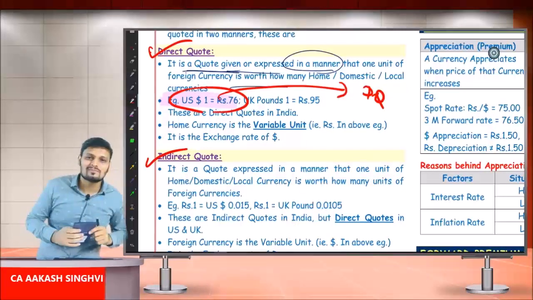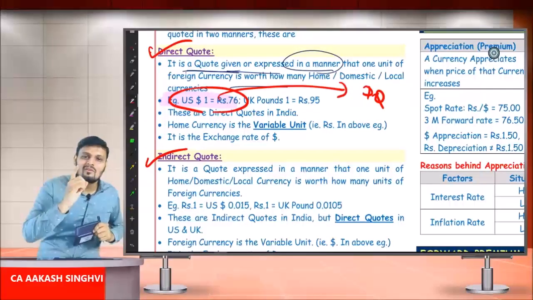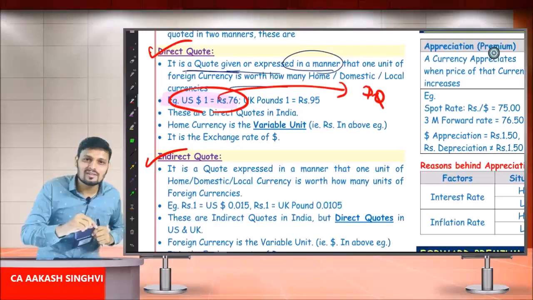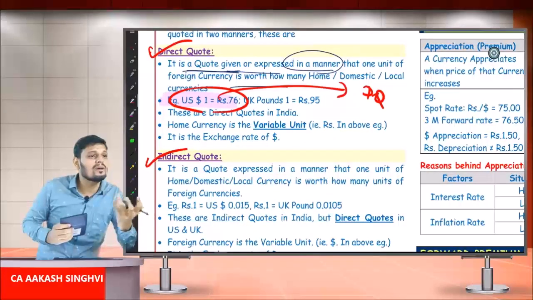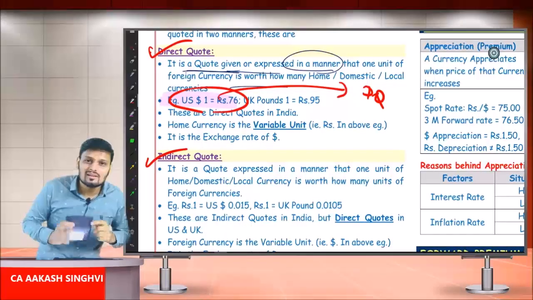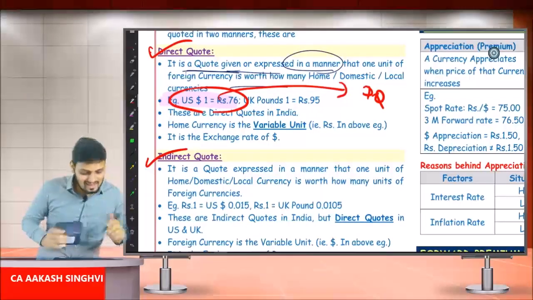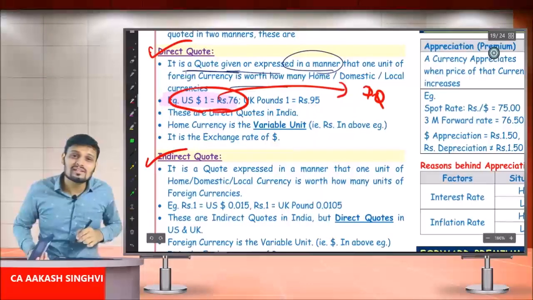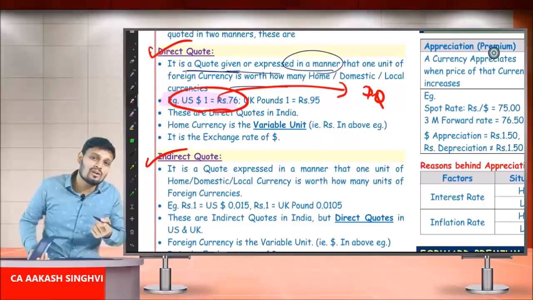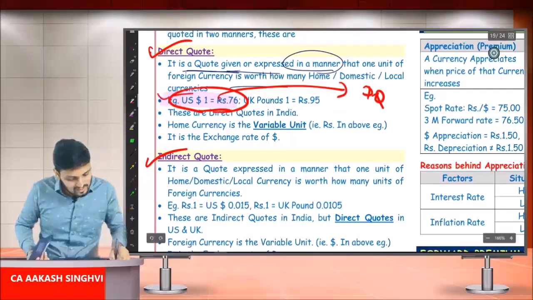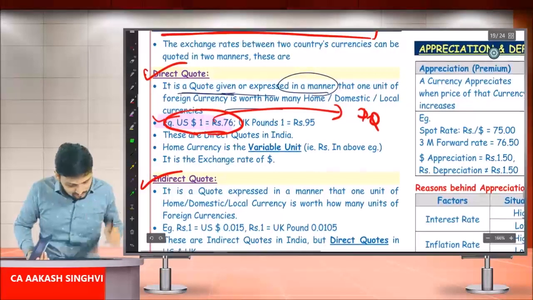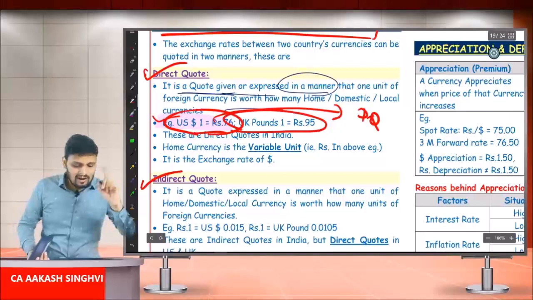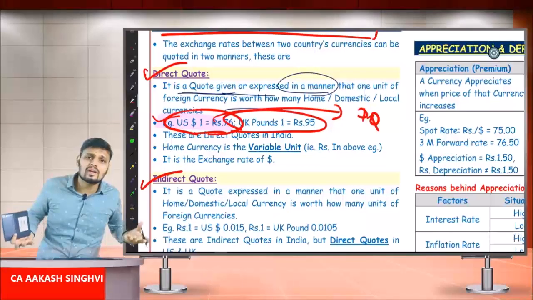Just imagine, in India, 1 liter of petrol is 75 rupees. Can you go to the petrol bunk and ask, for 1 rupee, how many liters of petrol can you give me? Impossible, right? That is why $1 equals rupees 76 becomes an indirect quote for US people, and a direct quote for Indian citizens. Same way, 1 UK pound equals rupees 95. It's a direct quote in India and an indirect quote for UK.